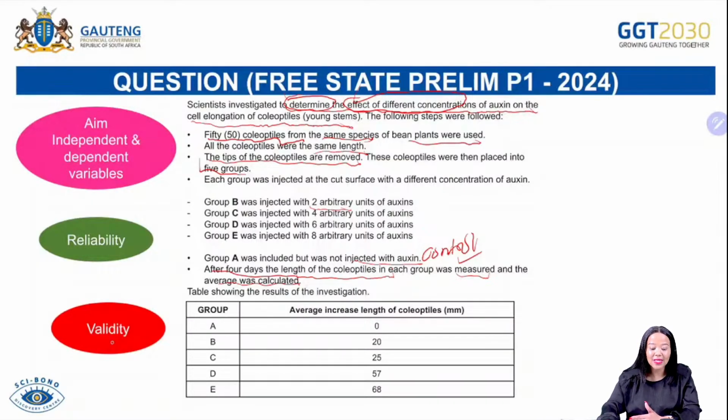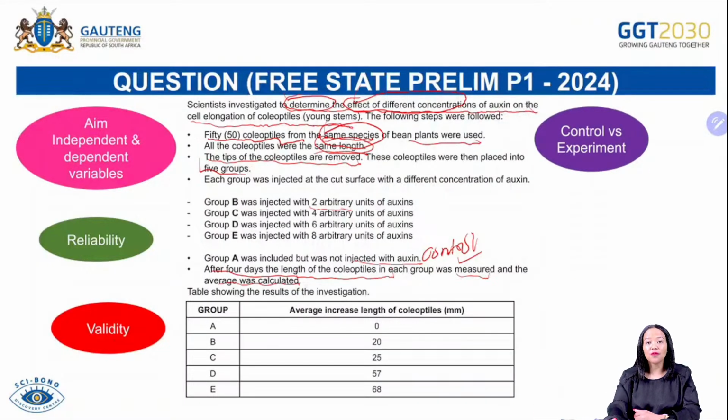Now we look at the validity. What is it that the investigator did to ensure that these results are valid? The investigator made sure that they used what? The same species of coleoptiles. And these were of what? They were of the same length. So that is how the validity of this investigation was ensured.